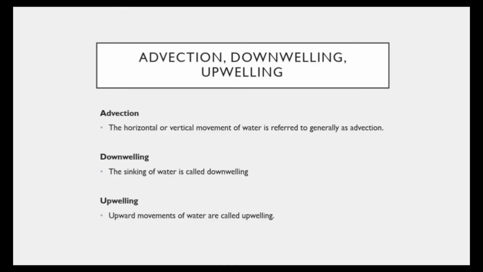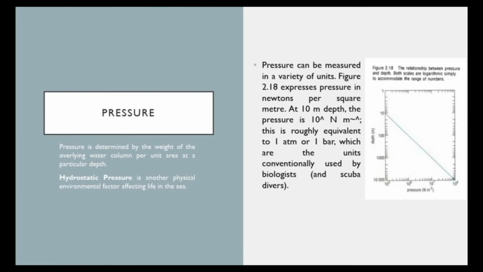Advection, downwelling, and upwelling. The horizontal or vertical movement of water is referred to generally as advection. So advection is the horizontal, or side to side, movement of the water. The sinking of water is called downwelling. It is when the surface waters converge, or come together, it pushes the surface water downwards, and the movement of the surface water is to deeper depths. Upward movements of water are called upwelling. It is mostly the movement of cold, deep, and often nutrient-rich water mixing with the surface layer.